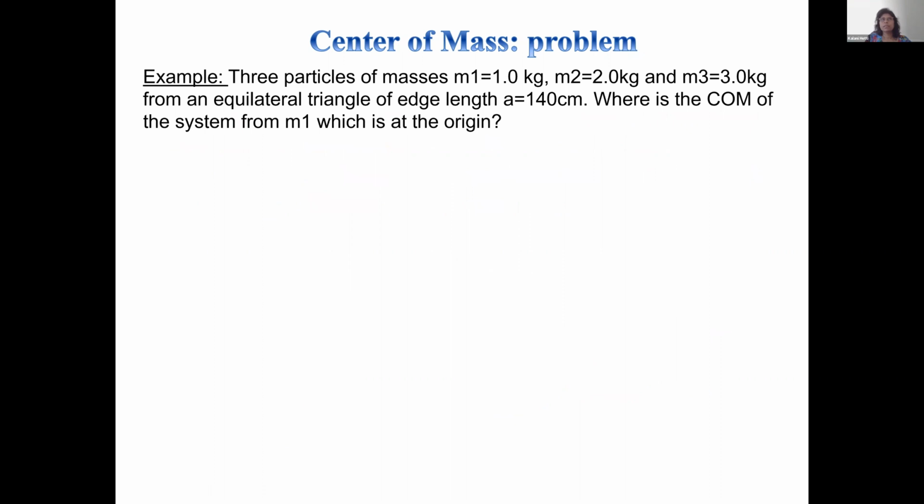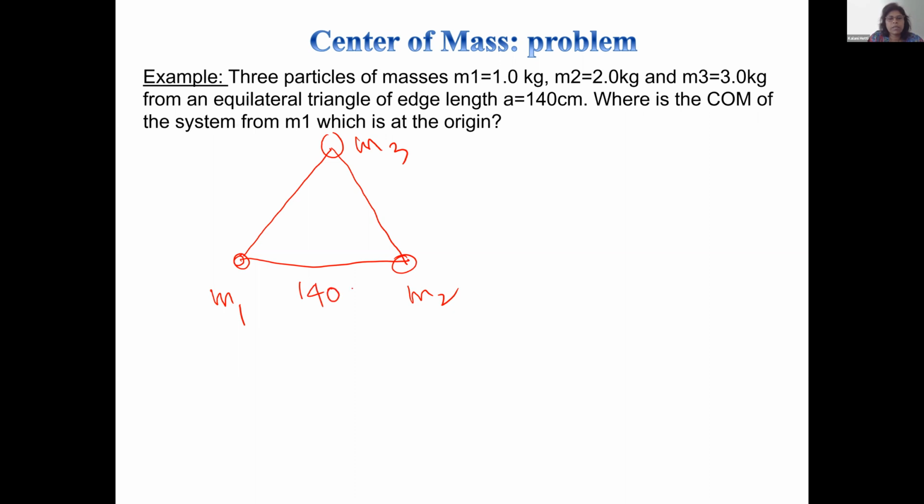Okay, you're going to do the problems again in your class. I have basically three masses. I'm not going to solve the problem, but I have M1, M2, and M3, and the side lengths are equal. It is an equilateral triangle, and the length between M1, M2, and M3 is around 140 centimeters. So now, where is the center of mass of the system?